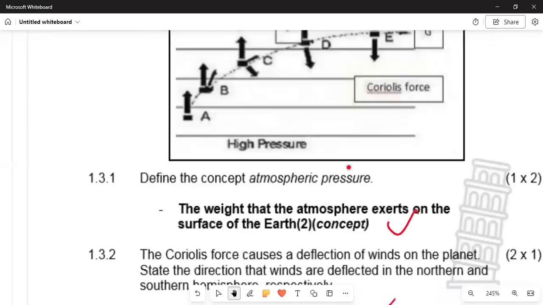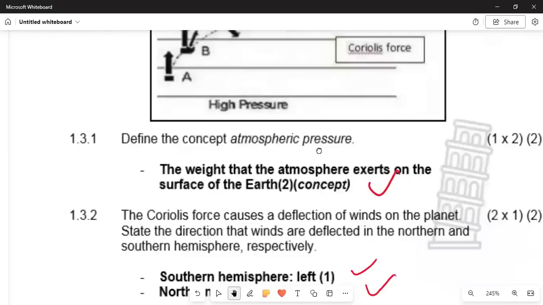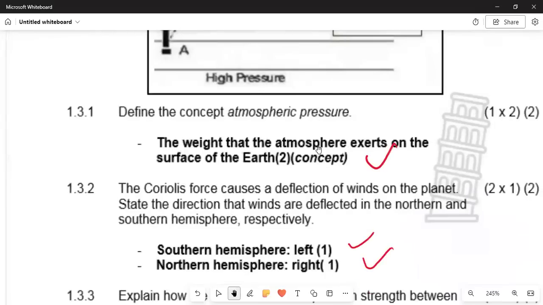Define the concept atmospheric pressure. We are going to say this is the weight that the atmosphere exerts on the surface of the earth. You get your 2 marks. 1.3.2, we are given a question.